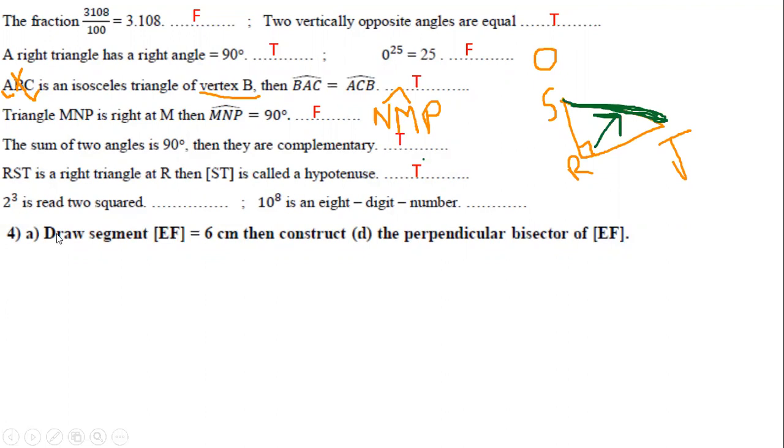Now, Tala. Tala? Me? Yes. 2 to the power 3 is read 2 squared. True or false? True. False, false. What do we read it?